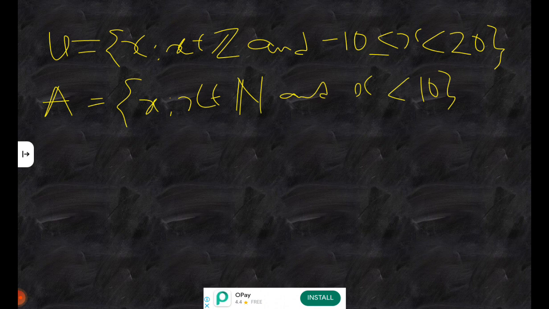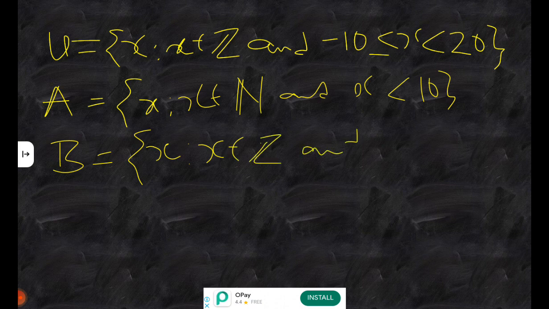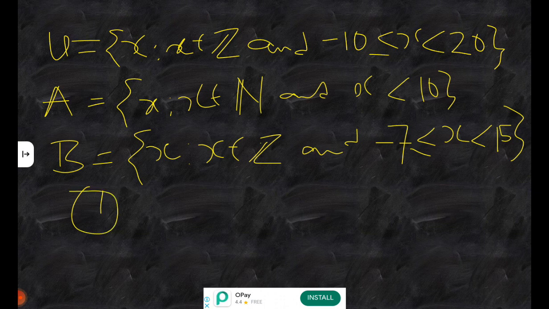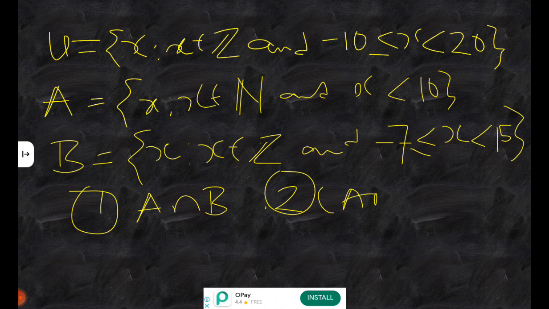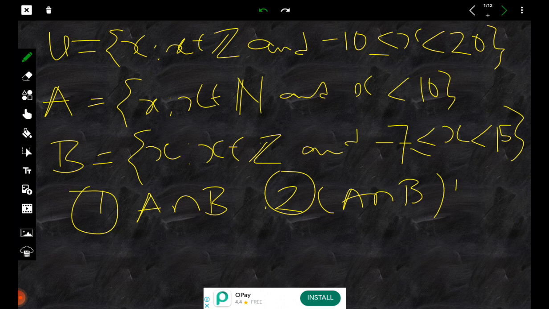That is the element, right? And we have a last set, B, such that x is an element of an integer value, and it runs from minus 7 less or equal to x less than 15. Okay, and then the first problem we're asked is to find A intersection B, and secondly we are asked to find A intersection B complement. So this set problem is quite easy, as I'm going to explain a couple of things for us here.